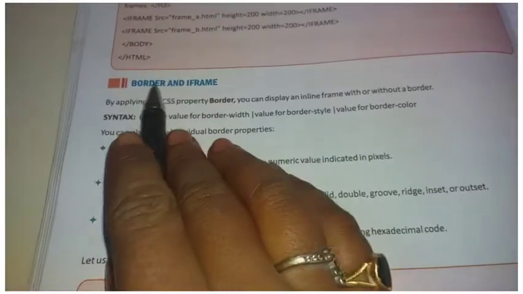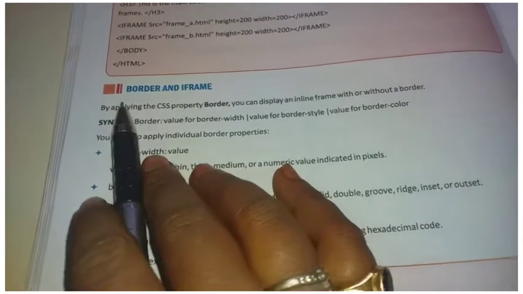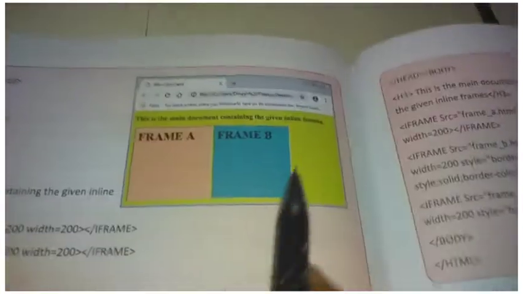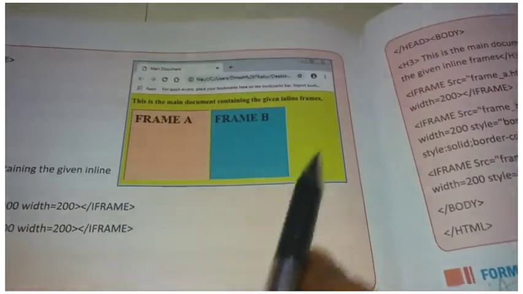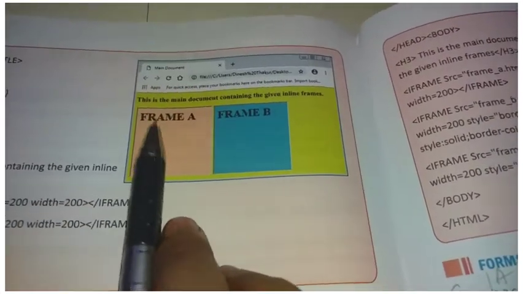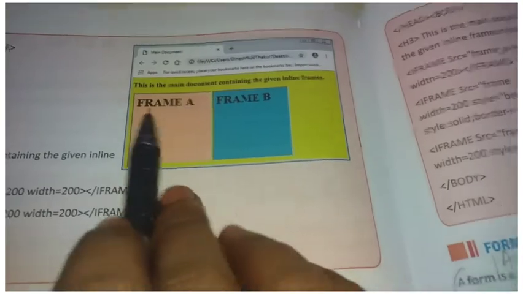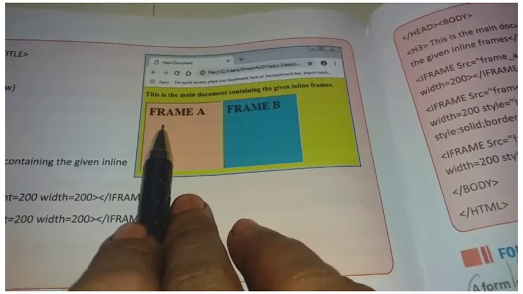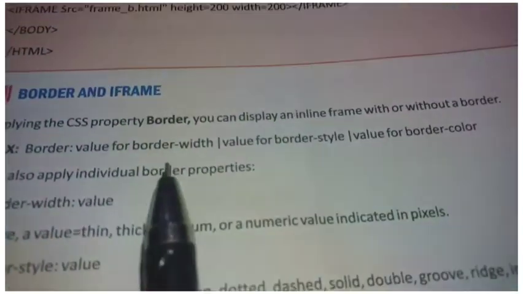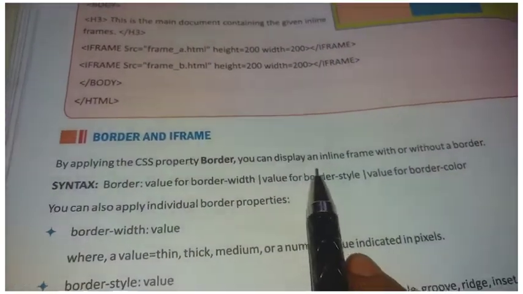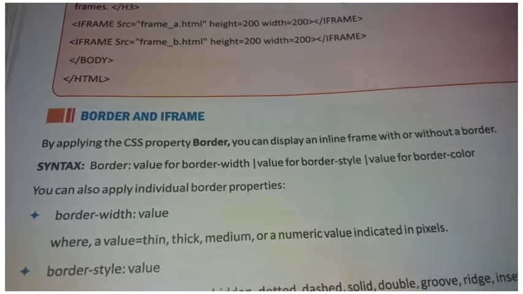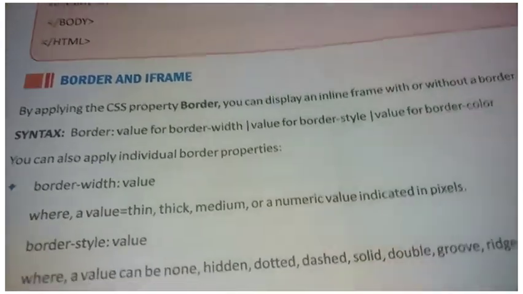Next, border in iframe. We can also apply borders for our frame. For example, see here, this is one web page. Here we can observe a frame A and a frame B. If we want to add a border, we can use the border attribute. It is used to display the border in an inline frame. If you want a border, we can apply it. If you don't want a border, we can also do that.